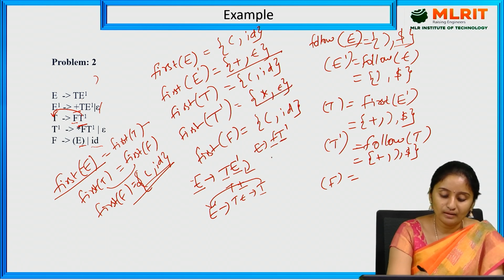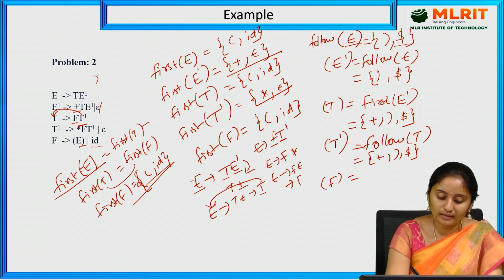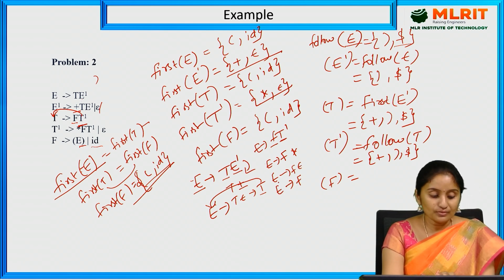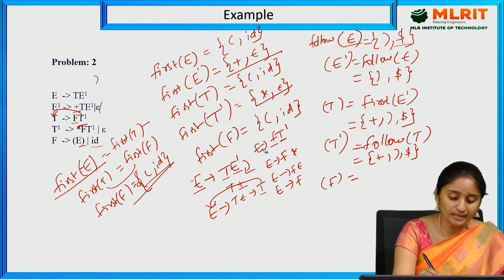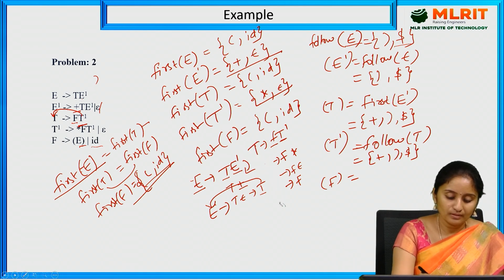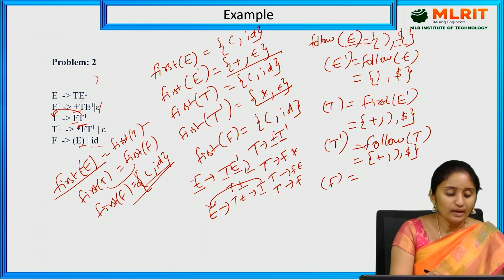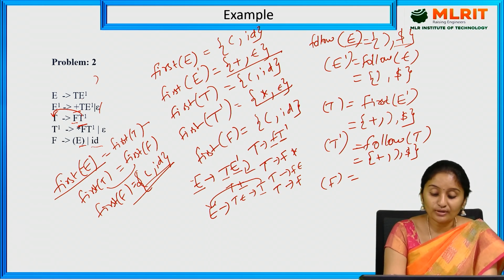T dash is having T tends to F star, and T tends to F epsilon, nothing but F. It is T tends to F T dash. We are going to calculate for follow of F, right? So T dash is nothing but I have written one time star, one time epsilon. Epsilon is nothing but empty. So here follow of F is nothing but I am having star, comma, epsilon.